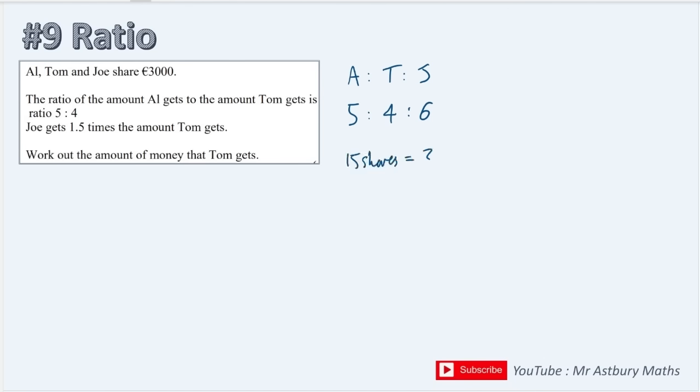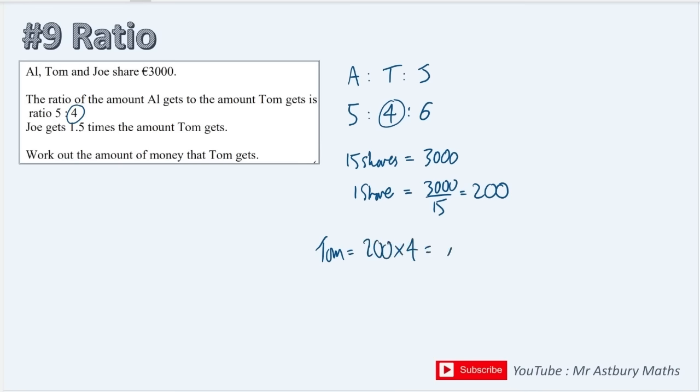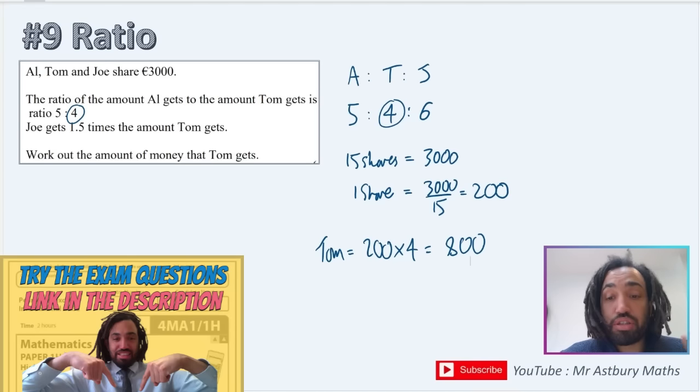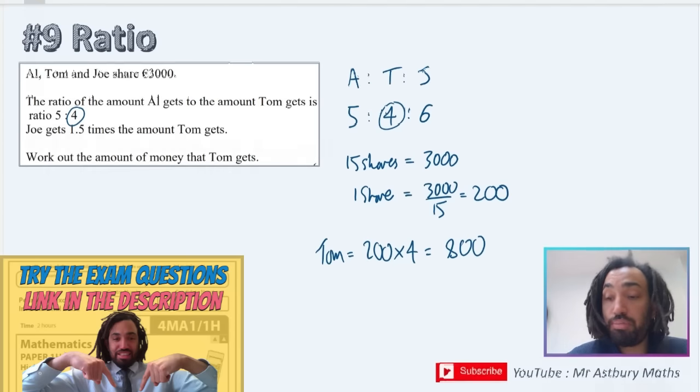We know that's equal to the total amount of money. So we can again try and work out what one share is by doing 3,000 divided by 15. And that is 200. And then Tom is the person who has 4 shares. So Tom's stash is 200 multiplied by 4, which is 800. And we are done with ratio exam questions, and then we'll move on to the next topic.